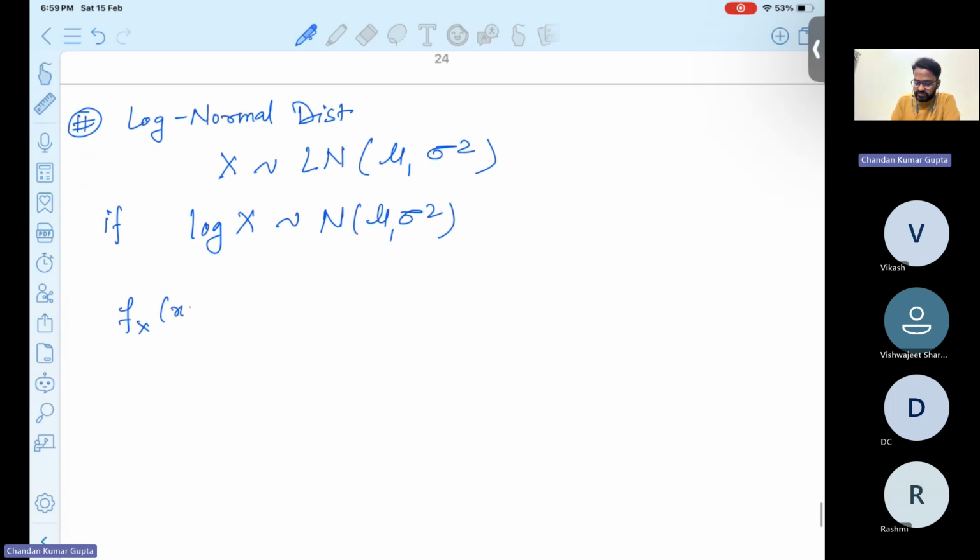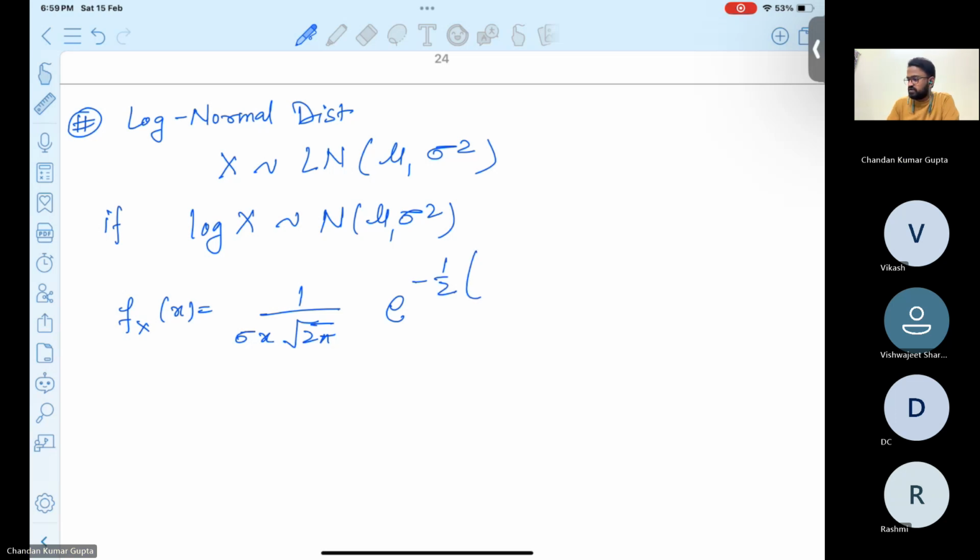Okay, the PDF. Let me write the PDF for this distribution. 1 upon sigma x root 2 pi, e to the power minus half of log of x minus mu upon sigma whole square. We replace x with log x actually. So this is the PDF for the log normal distribution.